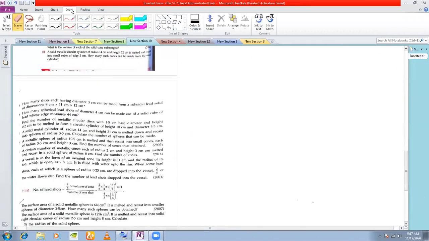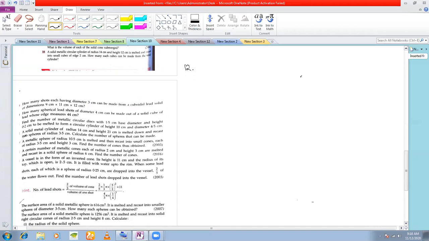Number 12. The question states a hollow metallic cylindrical tube has internal radius 3 centimeter and height 21 centimeter. The thickness of the metal of the tube is half centimeter. The tube is melted and cast into a right circular cone of height 7 centimeter. Find the radius of the cone correct to one decimal place. Very important problem. This is the case of a hollow cylinder, also a conversion of solids.